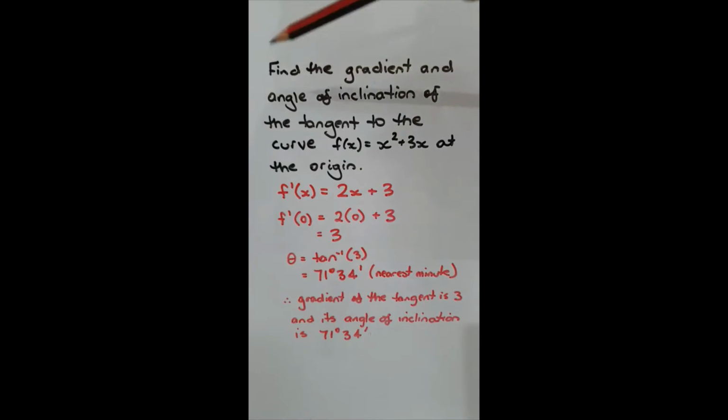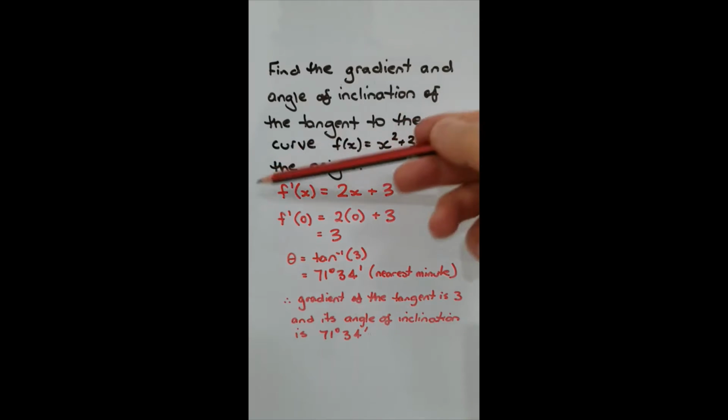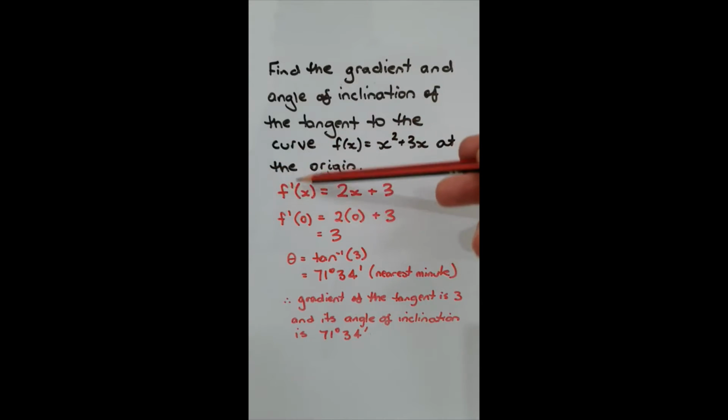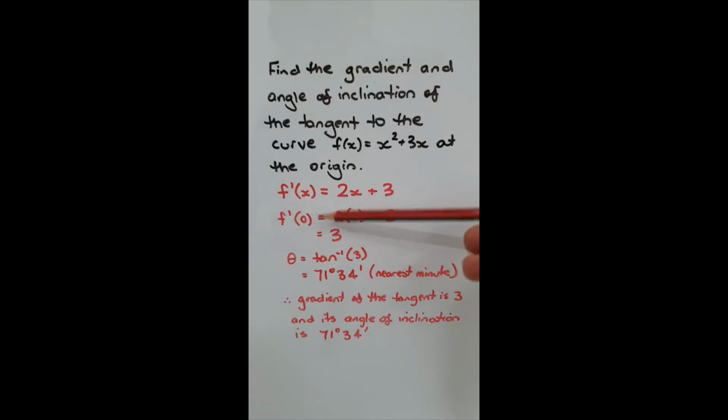Find the gradient and the angle of inclination of the tangent to the curve f of x equals x squared plus 3x at the origin. Our first step is to differentiate the function. So f dash of x is equal to 2x plus 3. Our next step is to find the gradient of the tangent at the origin. That's when x equals 0. So f dash of 0 is equal to 2 times 0 plus 3, which is equal to 3.